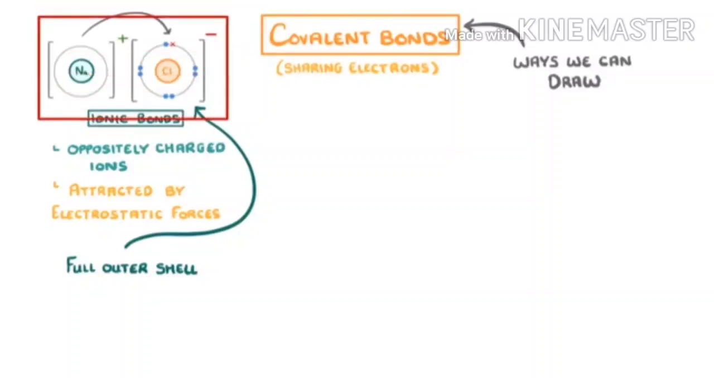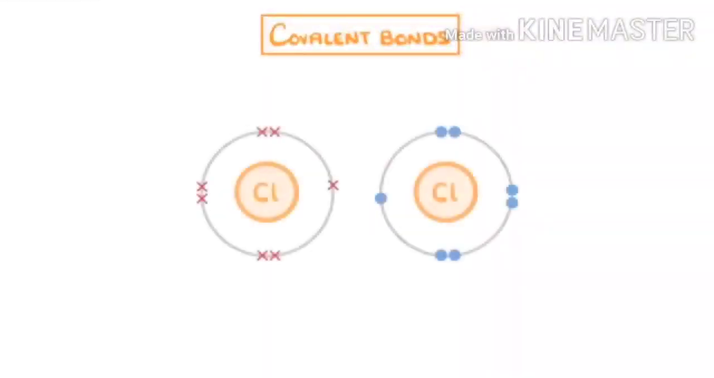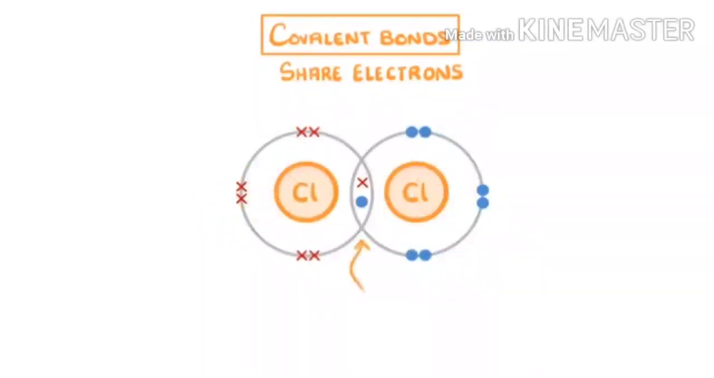In this video, we will learn about the covalent bond and the different types of covalent bonds. Let us take an example of the chlorine molecule. As we know, a chlorine atom has 7 valence electrons, and these 7 electrons are represented by dots and crosses, so that we can differentiate between the two chlorine atoms.